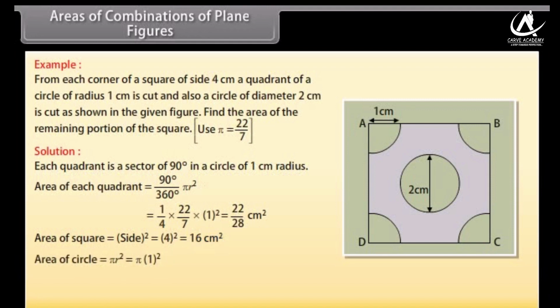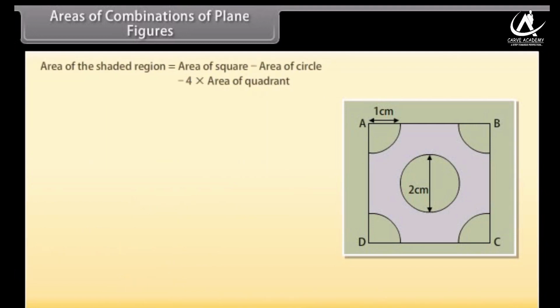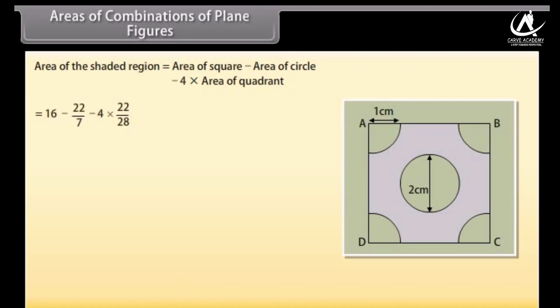Area of circle is equal to pi r square equals pi into 1 square, which is equal to 22 upon 7 centimeters square. Area of the shaded region is equal to area of square minus area of circle minus 4 into area of quadrant. Now, by substitution and calculation of the values, we get area of the shaded region as 68 upon 7 centimeters square.